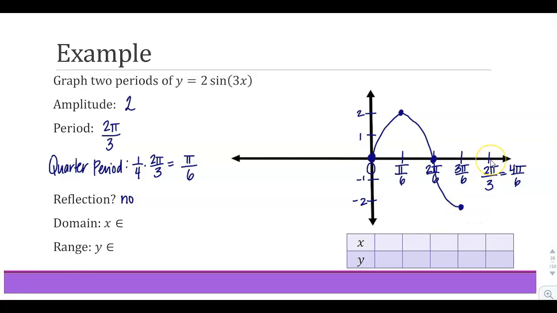And then I'm going to end up at the end of my period back at the origin, back where I started. If I start at 0, then I also have to end at 0. So now let's go ahead and clarify what points exactly are on my graph of 2 sine 3x.